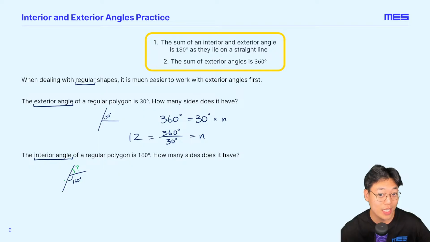We know that for a straight line, the sum of interior and exterior angles is 180 degrees, as they lie on a straight line. And we know the interior angle is 160 degrees.